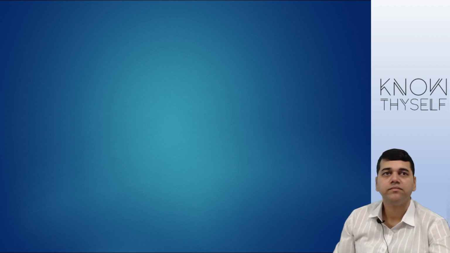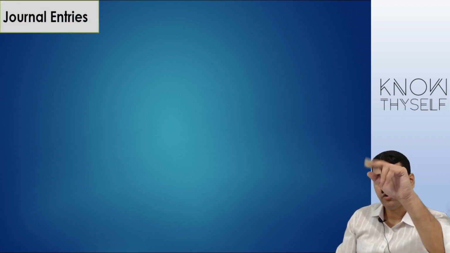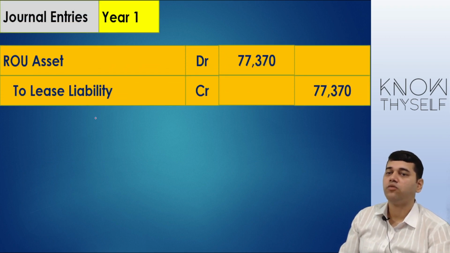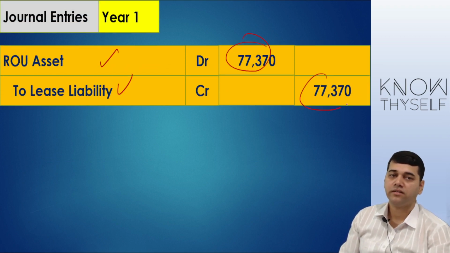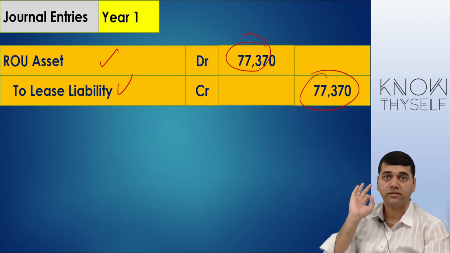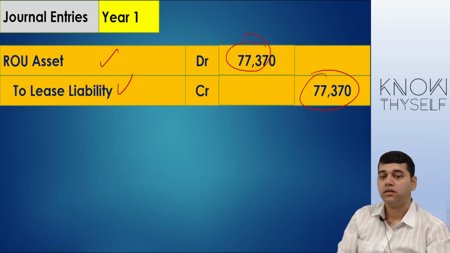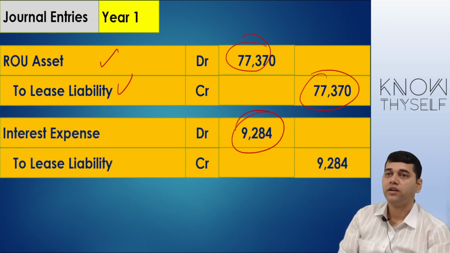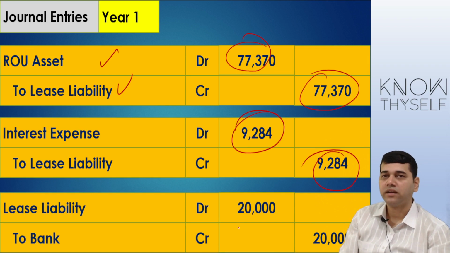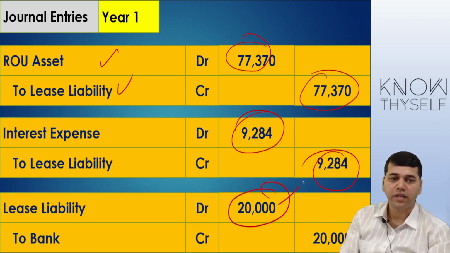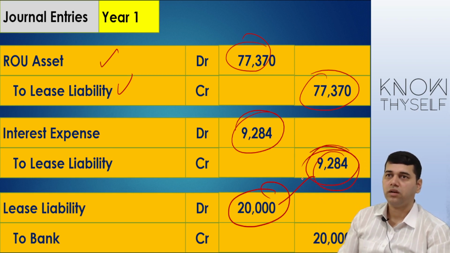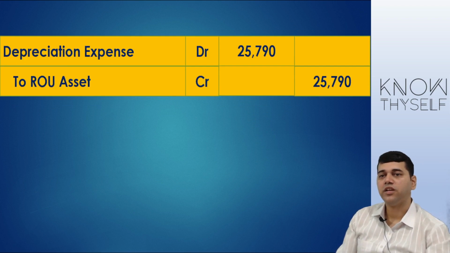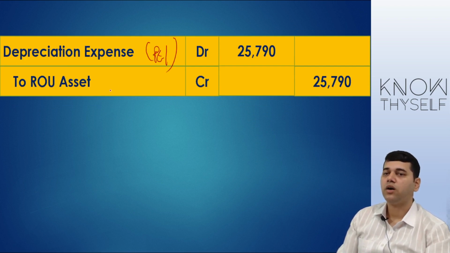Yes, what is my first entry? Oh, you have already passed initial recognition. So initial recognition: ROU asset to lease liability, 77,370. I am done. When? At the beginning, when the contract is signed. Next, interest expense to lease liability, 9,284. And if you want, you can pass a combined entry: interest expense and lease liability to bank. What is the lease liability? The difference, 20,000 minus 9,284. Clear? What is my next entry? Depreciation: depreciation expense account debit, P&L, to ROU asset.